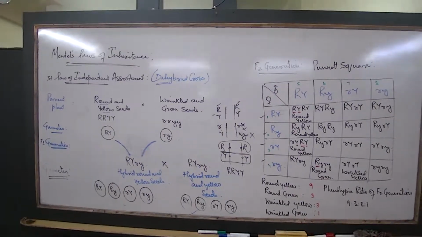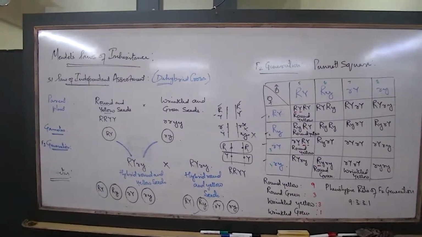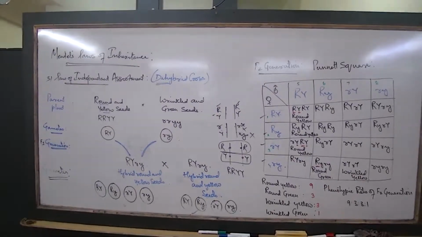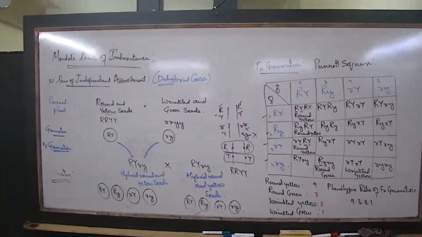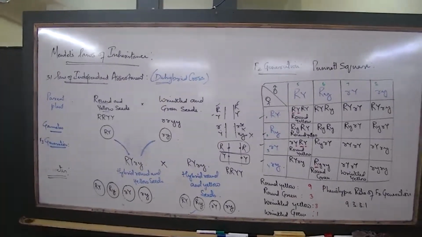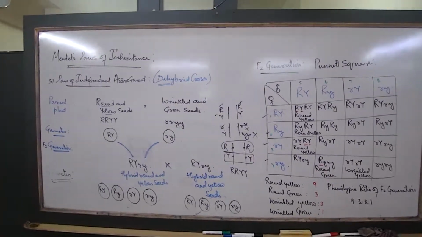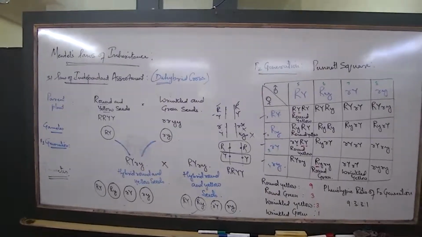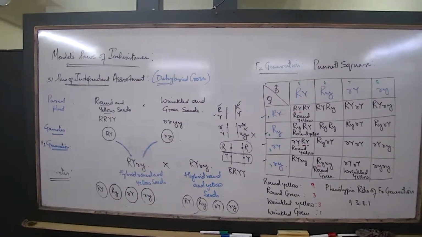Four types of gametes you got, F1 plants. All of you got till there. Four types of gametes. Check what are the four types of gametes. Are they correct? Make it fast a little bit so that we can discuss a few more questions.